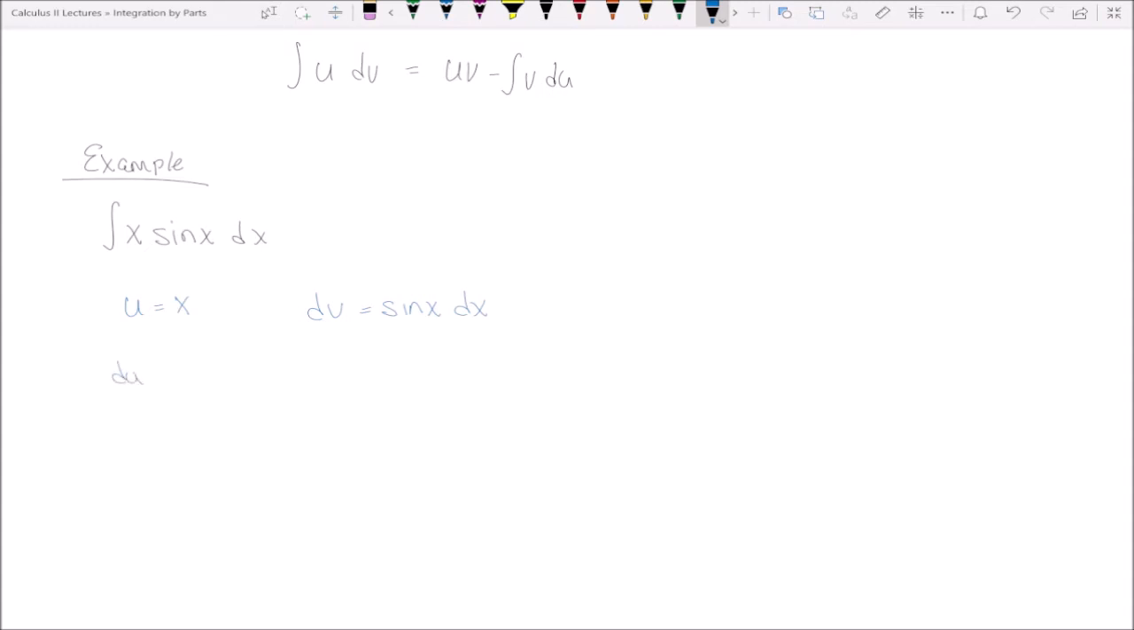Well, u being x means du has to be dx. And if dv is sine of x dx, then v would be the antiderivative of sine, which is negative cosine. And we take the simple antiderivative, which means we take the antiderivative where the constant of integration is equal to zero.